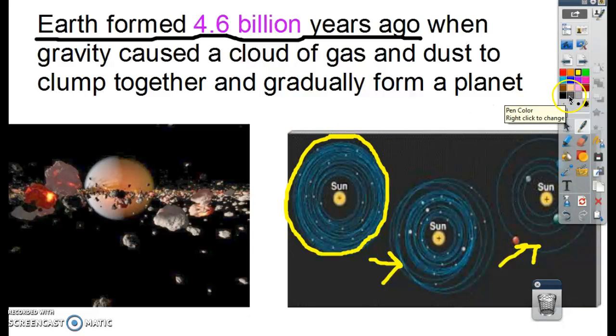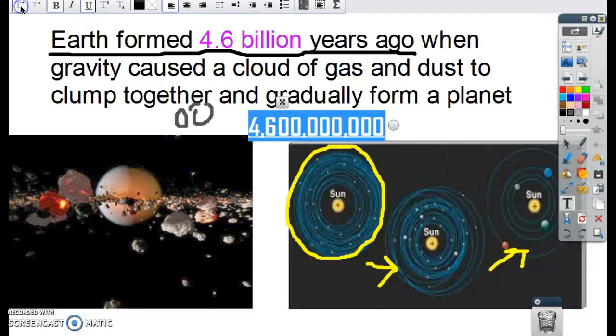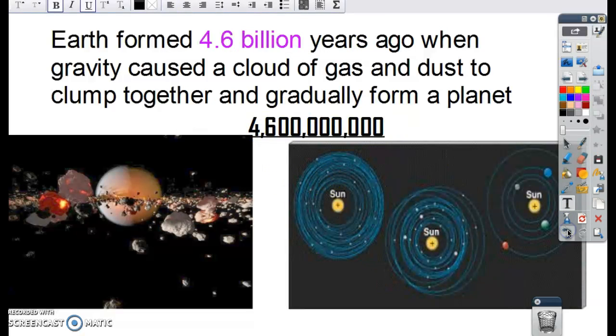Does anyone know how many zeros a billion has in it? A billion is 9 zeros. And I'm actually not going to write that down, okay, because it would take too long. But I'll type it out. So 4.6 billion years ago looks like this. So that is a huge number, okay? So this was when Earth formed, all right?